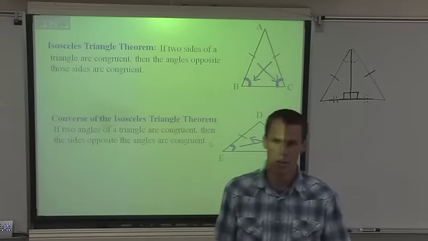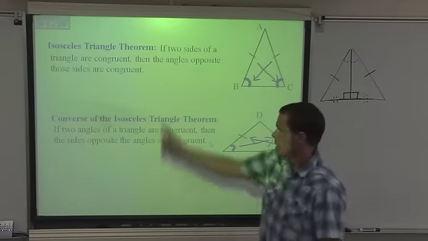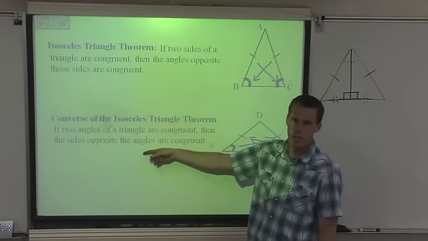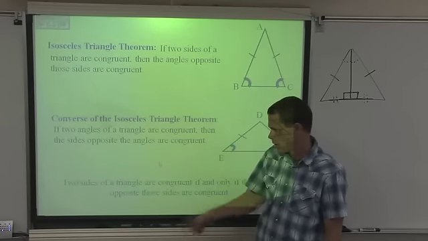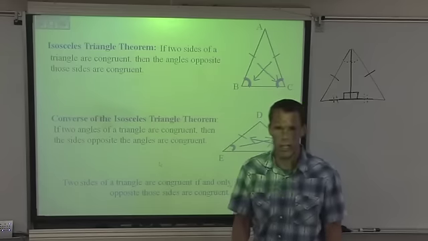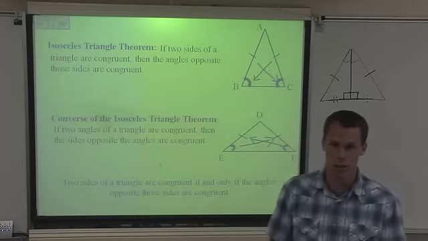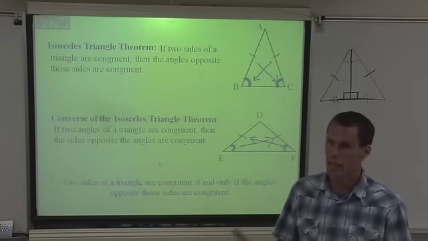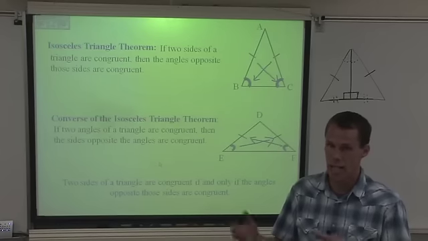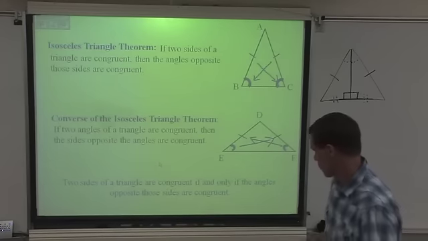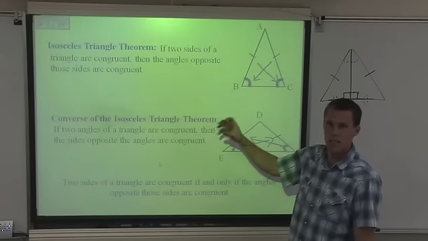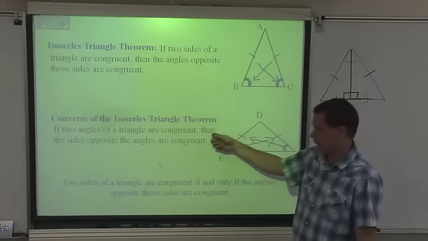Now, this becomes biconditional. If two sides are congruent, then two angles are congruent. If two angles are congruent, then two sides are congruent. So, two sides of a triangle are congruent if and only if the angles across from them are congruent. Two angles are congruent if and only if two sides across from them are congruent. Okay, now if I take all this, there's one other extension and then we do some examples.